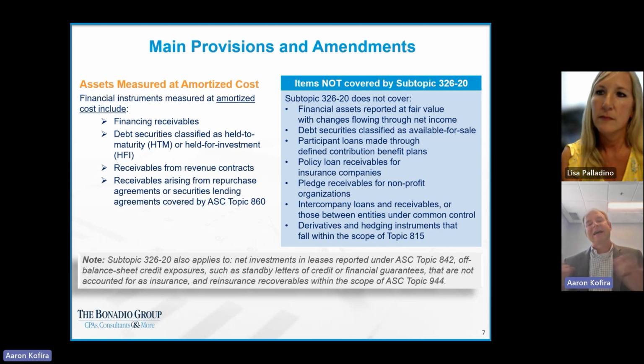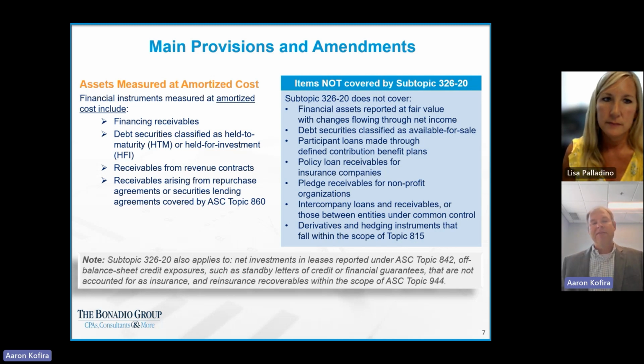At a very high level, it's financing assets. And what does that mean? Like loans receivable. And that's why when this first came out, you heard a lot of people saying it's going to really hit the financial institution industry. And it has had a significant impact on those entities because they have a lot of loans receivables on the books.